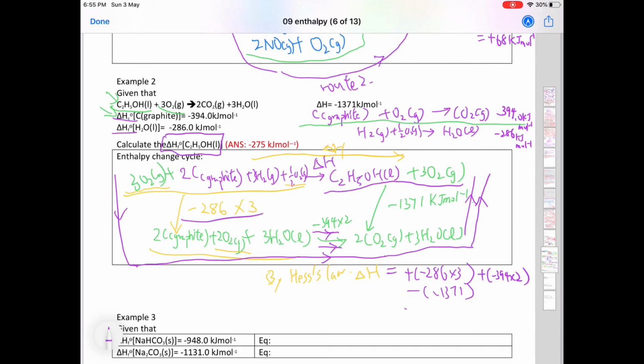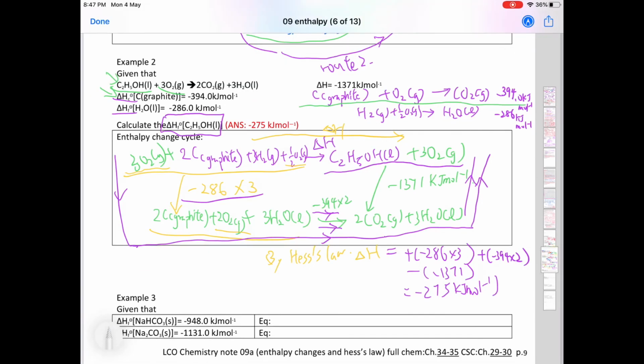So finally, you will get this negative 275 kilojoule per mole as the answer. Oh, you may ask, is there only one way to draw the enthalpy change cycle? The answer is no. Previously I showed you that I use the first information, then the second information, and then the third information, and indeed you can use these pieces of information flexibly, and let me show you.